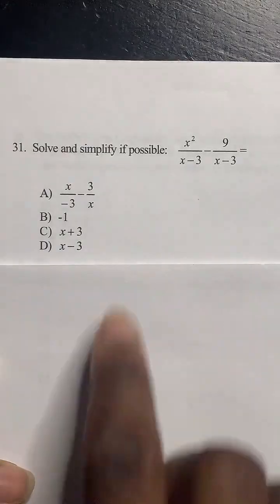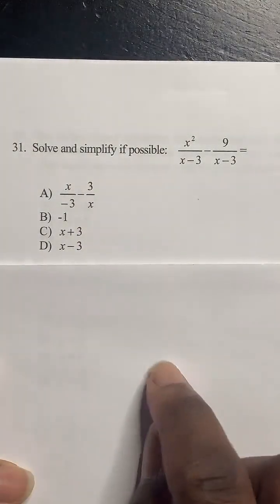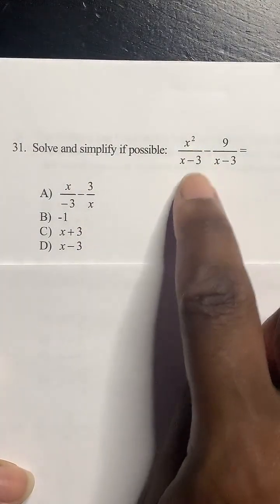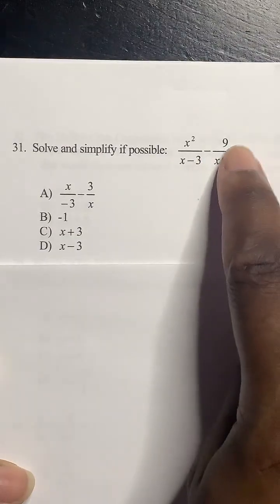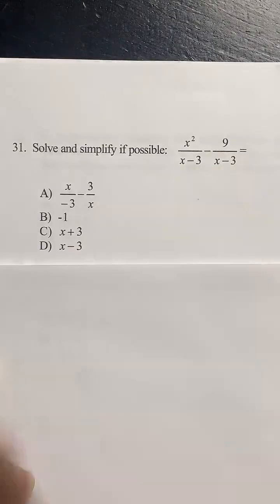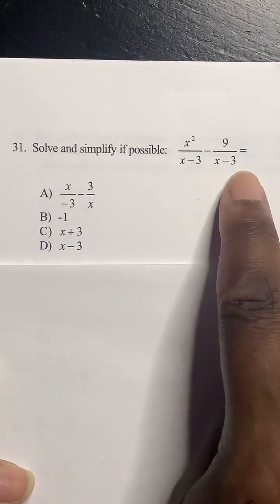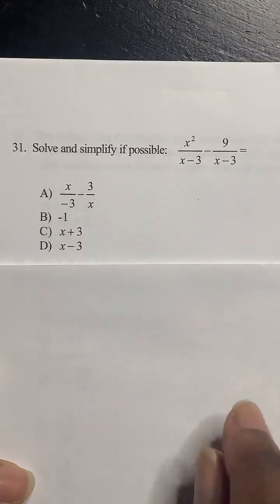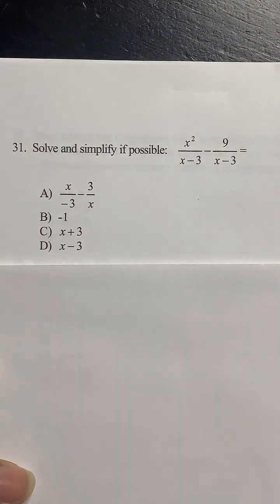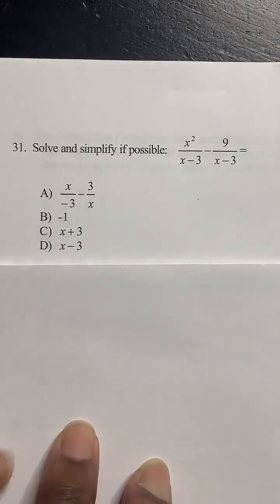All right, let's go. 31, solve and simplify if possible. So we have x squared over x minus 3, minus 9 over x minus 3. One thing. Anytime we're adding and subtracting fractions, we need to have a what?